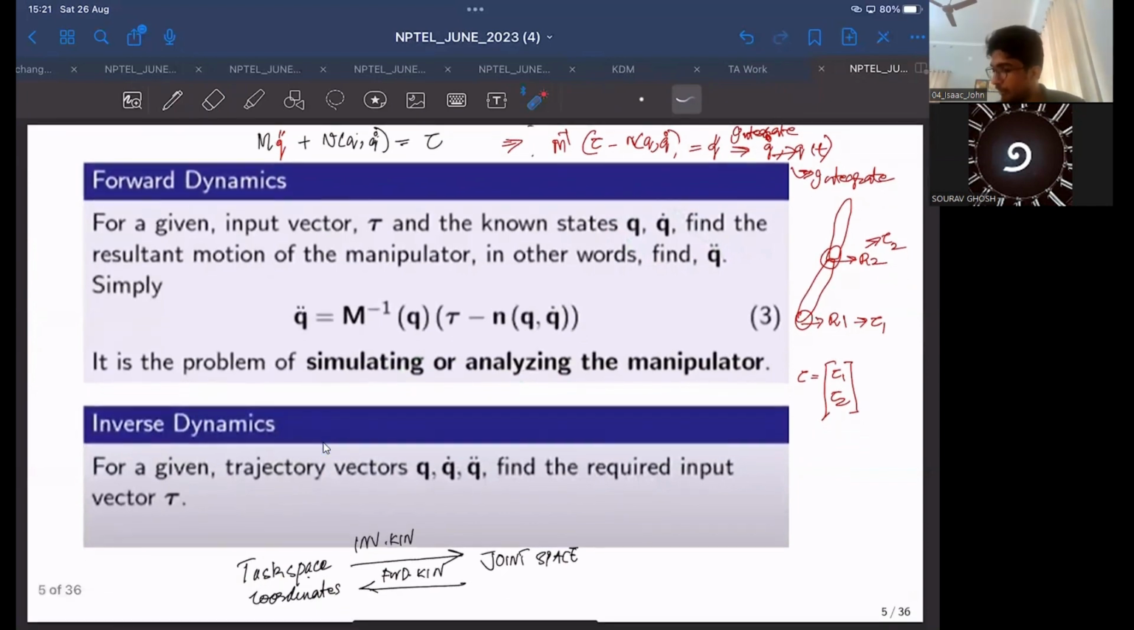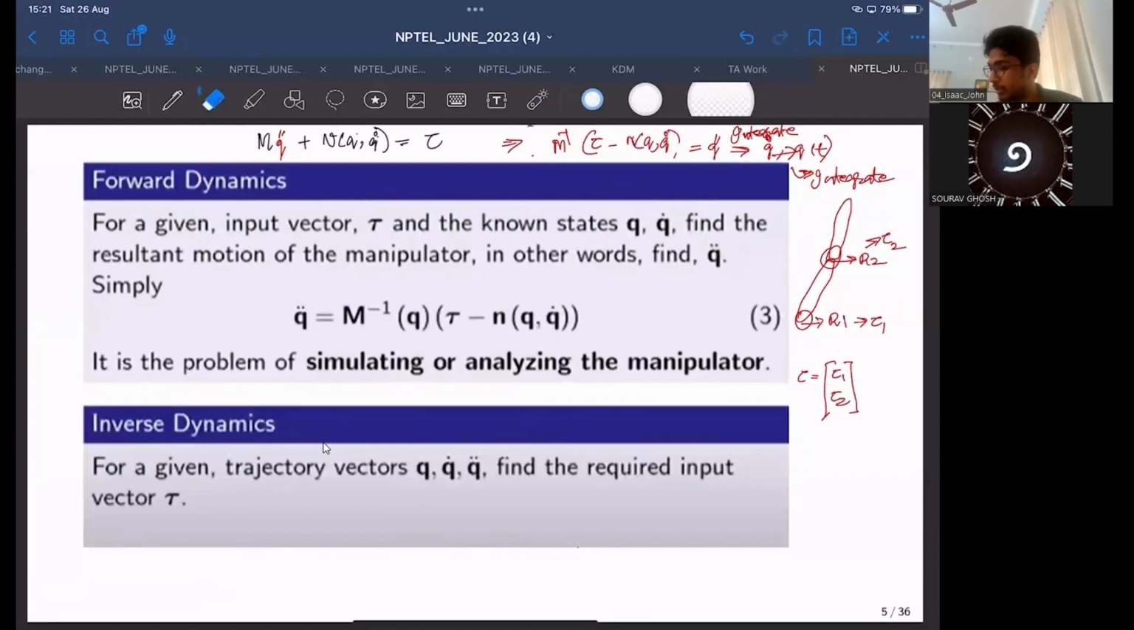Whereas in the case of inverse dynamics, the concept is more or less similar to inverse kinematics, where you are given a task to control a robot through a trajectory that is characterized by q, q dot and q double dot. For example, again, we have an instance of a 2R robot. This is the first revolute joint. This is the second revolute joint, R2. So we want each of these joints to move along a specific trajectory.